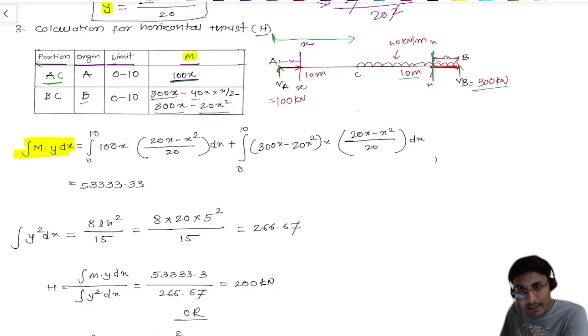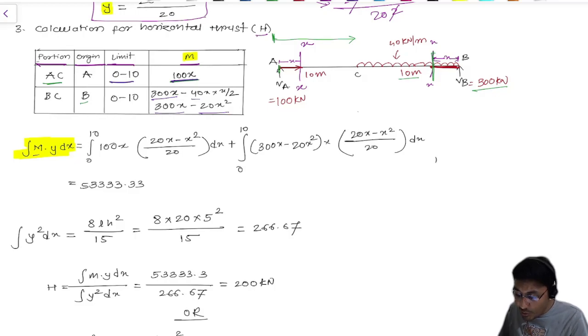First one with the 100x, and another one for the BC, which is 300x minus 20x square. So integration of 0 to 10. Why 0 to 10? Because we have over here a limit of 0 to 10. So 0 to 10, we first take this one, 100x, which is the M value.